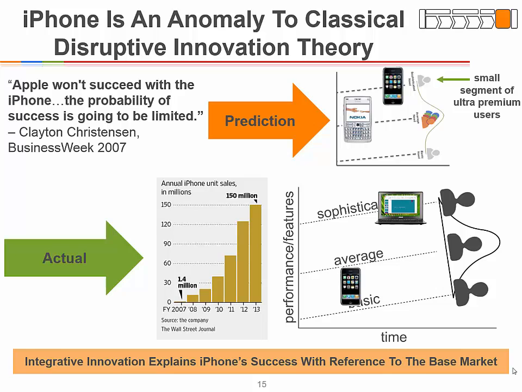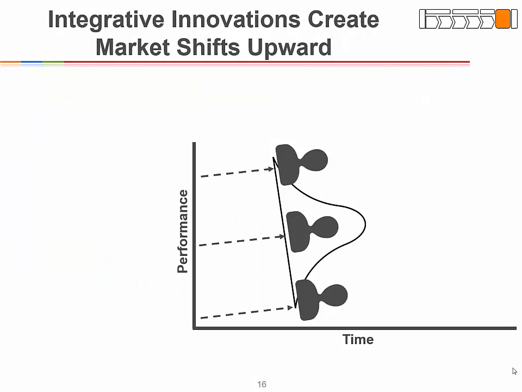And integrative innovation tries to explain the iPhone and other products that are similar to the iPhone's success with reference to their base market. So with reference to the phone market, I'm a product manager who knows phones. I want to build the next iPhone. So that's what you can think of as integrative innovation. The way it does it is simple.